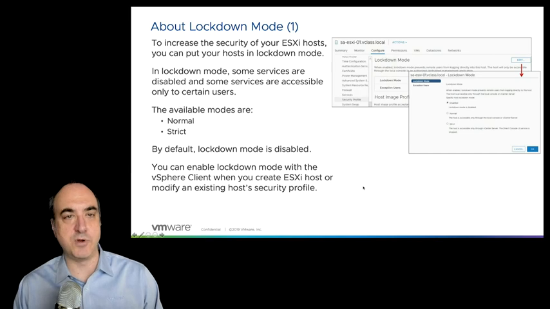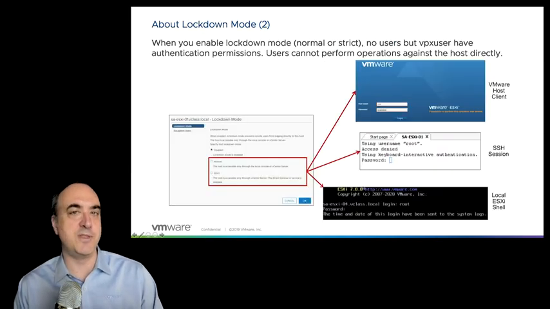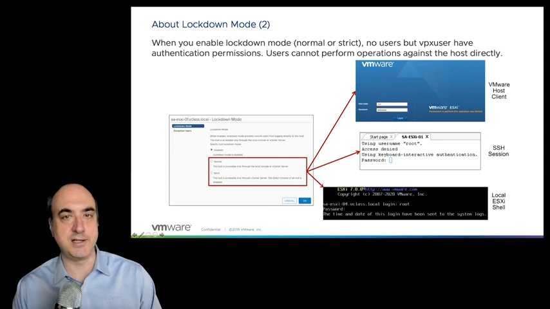Now, with lockdown mode, what do we have here, right? Lockdown mode, no matter whether it's normal lockdown mode or strict lockdown mode, right away disables any access to the host directly over the network. So the shell service, blocked. Local shell service, that's actually through the console, that's blocked. And host client access is blocked. Also worth noting, it's not shown in the slide here, any API access to the host is blocked. So the only way to access that host is through vCenter and through just the console of that host itself.